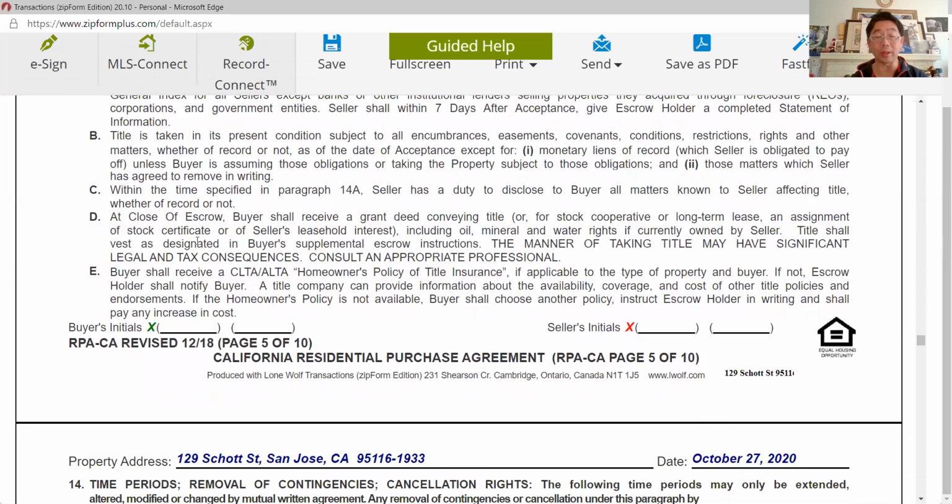And that will be the transaction coordinator. My transaction coordinator will help us to process all this paperwork as well. So we need to make sure we sign. We will go over it later on. At close of escrow, you shall receive a grant deed conveying title. After you pay, you should receive a grant deed. They will send it to you, the title, very important.